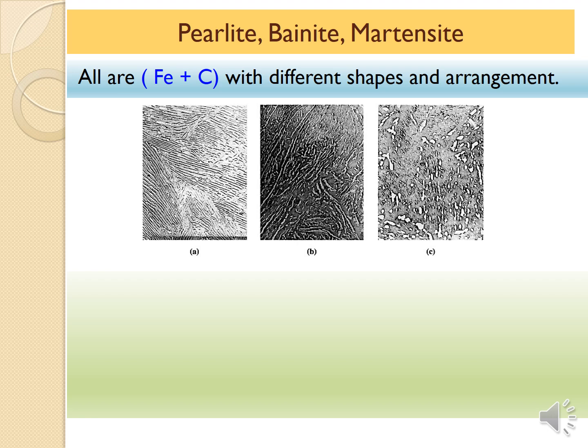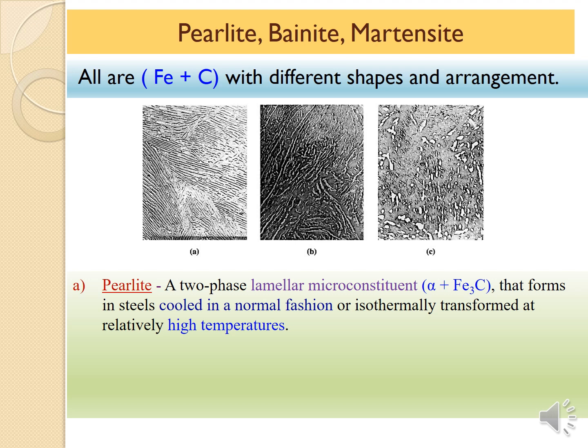So what are pearlite, bainite, and martensite? Actually, all of those are carbon and iron alloys with different shapes and arrangements. First we have pearlite, which we already introduced last class when we looked at the iron-carbon equilibrium phase diagram. This is the two-phase lamellar microconstituent, with alpha ferrite and cementite, and it forms in steels cooled in a normal fashion or isothermally transformed at relatively high temperatures.